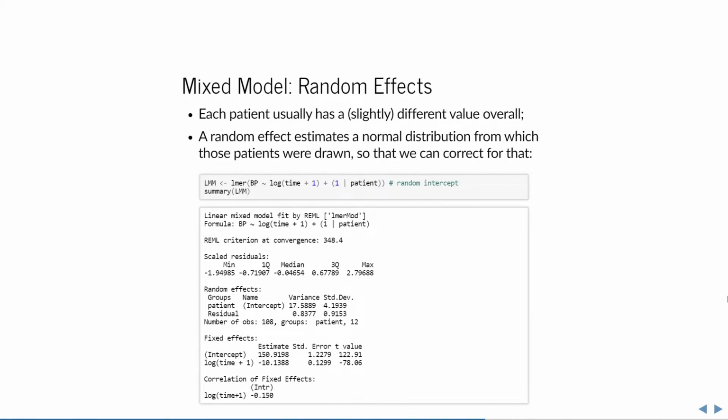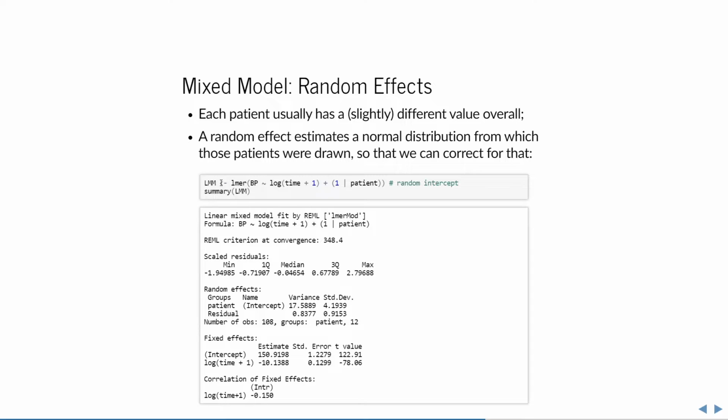So, namely, each patient usually has a slightly different overall value. And what the random effect does is it estimates a normal distribution from which these patients were drawn, so that we can correct for each patient's random deviation. So yeah, with the LME4 package, you can do this very simply.